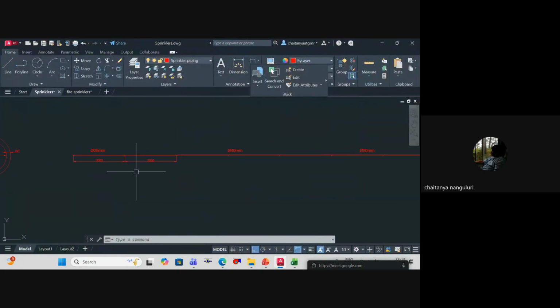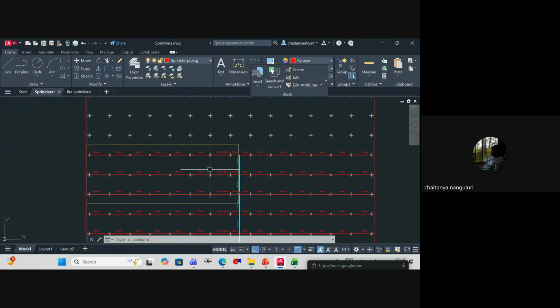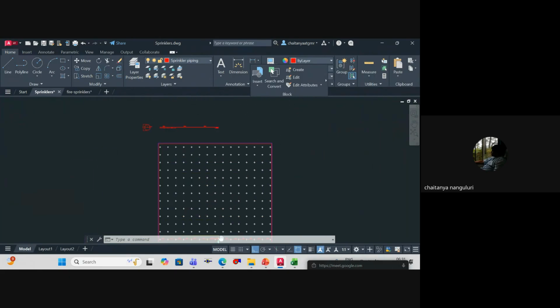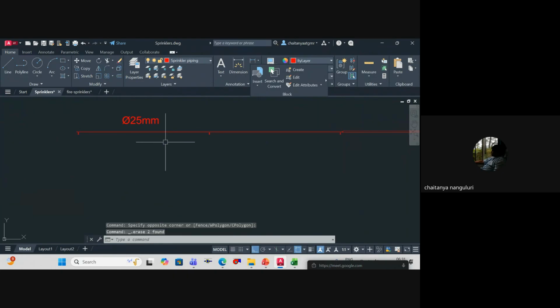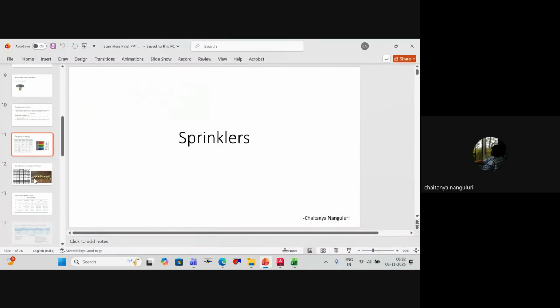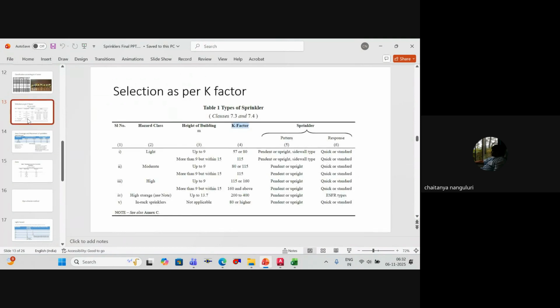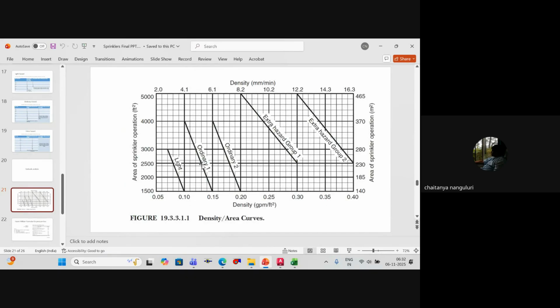Now this is a section I've made for the sprinkler, assuming you're cutting the section something like this. Now we have to calculate what is the flow rate that is required. If you remember, as per our charts, we've got our chart. From this chart, what is the density that we had to consider?